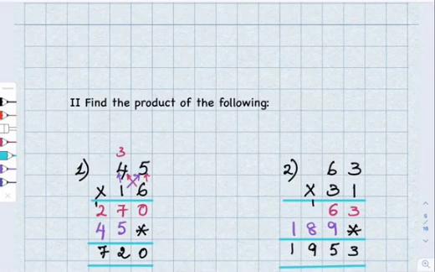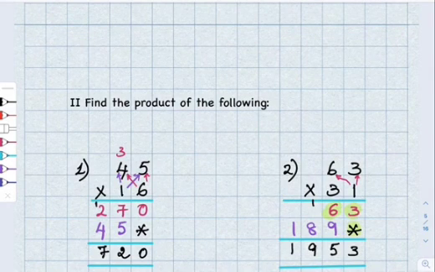Now we'll move on to the next problem. 63 into 31. Here also we will first multiply. The first row will have multiples of 1 into 3 and 1 into 6. So 1 3s are 3 and 1 6 are 6. This goes for the first row. Then for the second row, the first units place will have a blank. I have represented this with an asterisk.